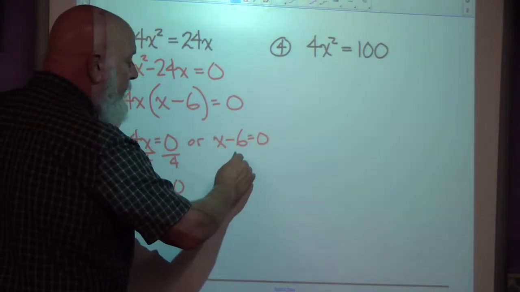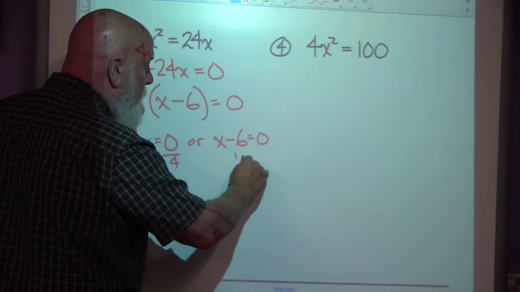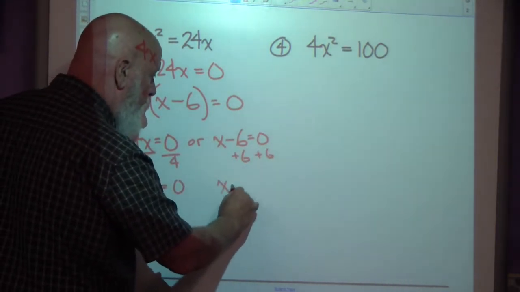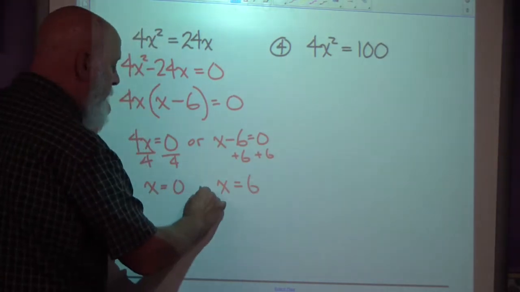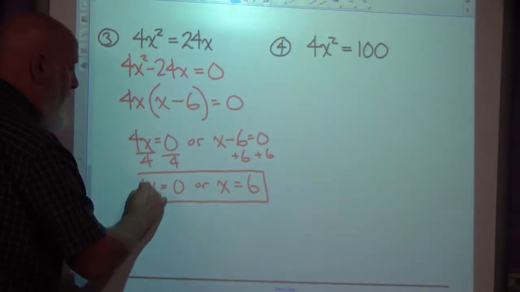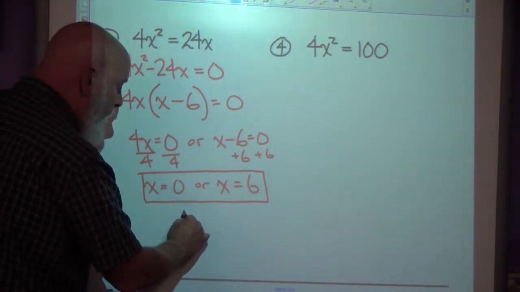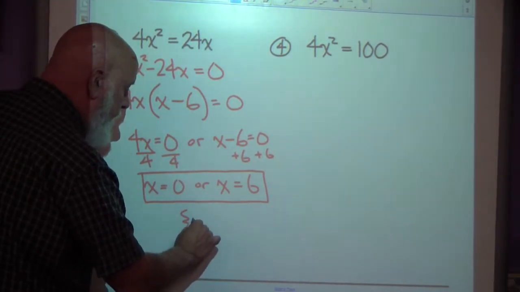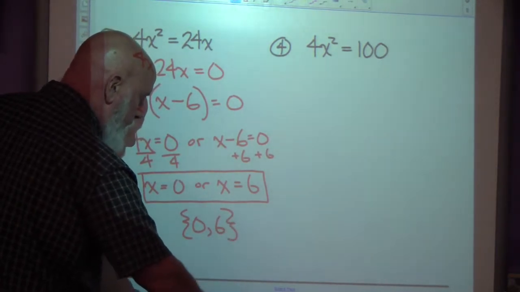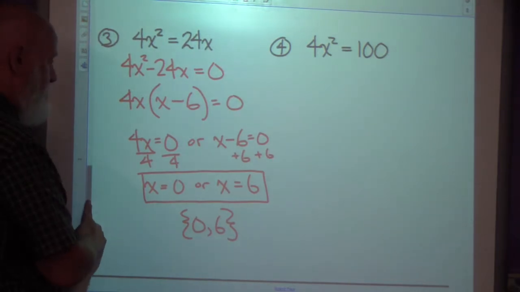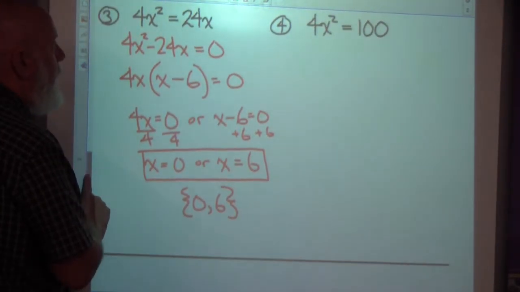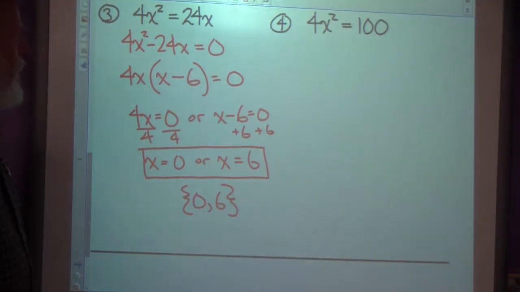Here I'm going to add 6 to both sides. I'll go ahead and show it this time since I showed this. Those are our two solutions. And it doesn't matter which one I put first, and oftentimes they're written in set notation. It's up a little higher where you can see it. Hopefully that makes sense.